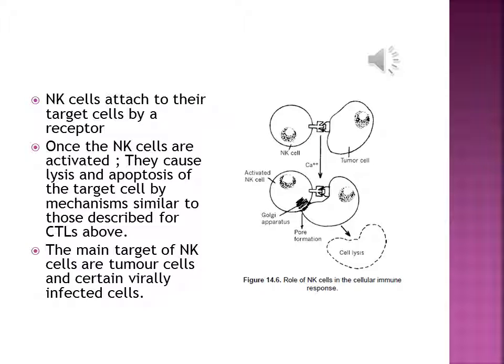Natural killer cells attach to their target cells by a receptor. Once the natural killer cells are activated, they cause lysis and apoptosis of the target cell by mechanisms similar to those described for cytotoxic T cells above. The main targets of natural killer cells are tumor cells and certain virally infected cells.